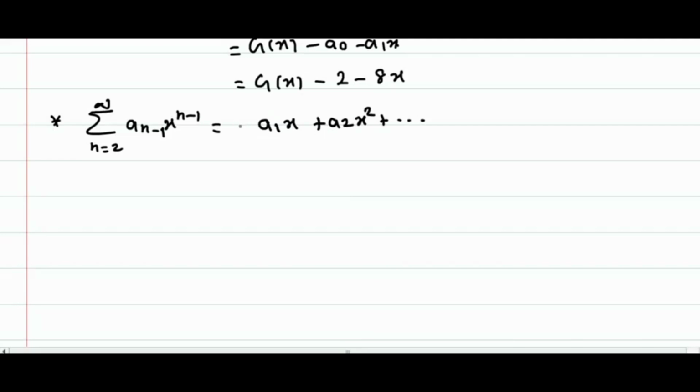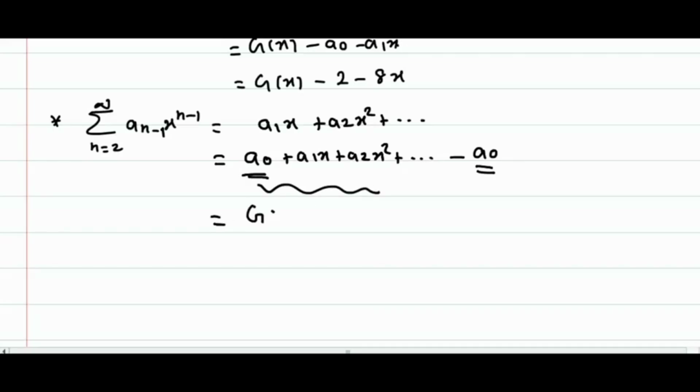Here one term is missing. Now we are going to convert this term into g of x format. What is g of x? Starting from a naught plus a1 x like that. So one term is missing, so we are going to add that: a naught plus a1 x plus a2 x square plus etc. minus a naught. So we are going to add and subtract a naught. Okay, we know this term by using equation 1. That is nothing but function g of x minus a naught. A naught value is 2.